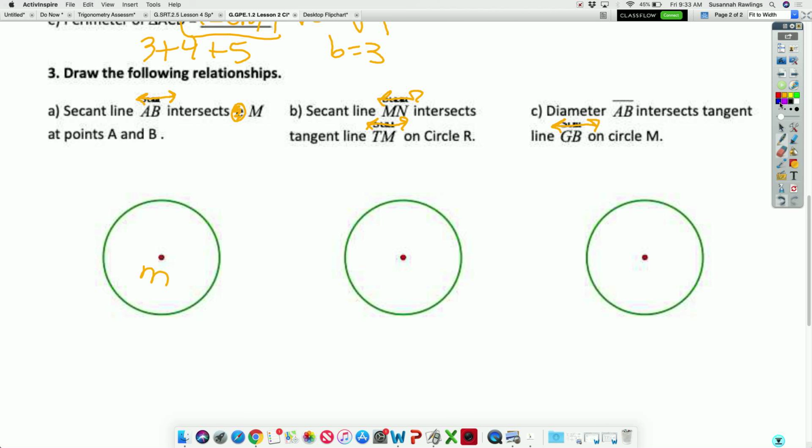Okay, a secant line is going to stay on the outside, or does it cross through the inside? Cross through the inside at 2 points, so it doesn't matter where you put your 2 points, A and B. I'm just going to keep mine simple. And is this a line or a segment? It's a line, so use your ruler and cross through it. That one is our nice, easy example there.